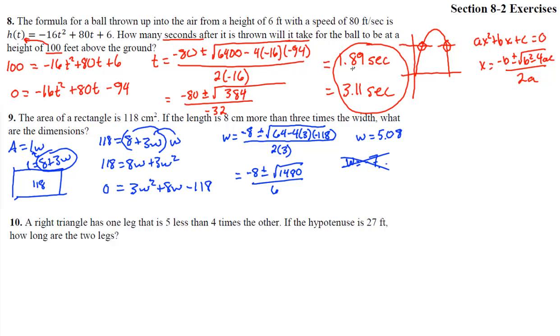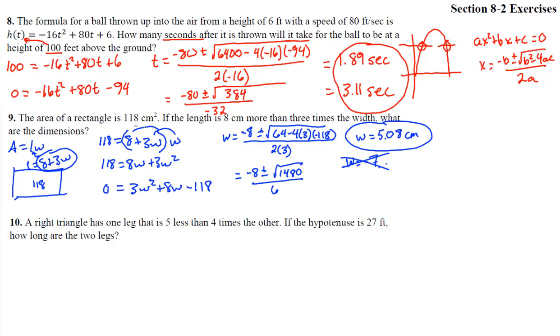Both of these points worked up here on number 8 because there were 2 times at which the ball would actually hit. We didn't get a negative time or anything like that. Here we have a negative value for W. Doesn't work. So here is the answer on that one. So W equals 5.08 centimeters.